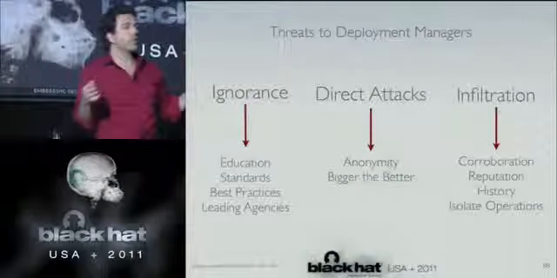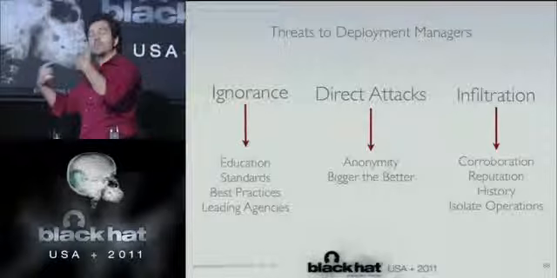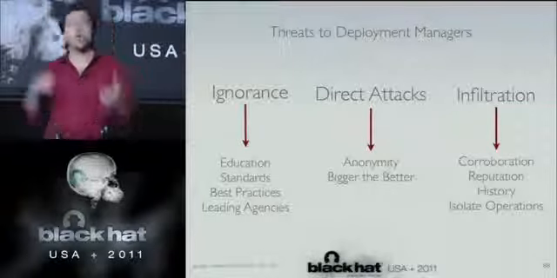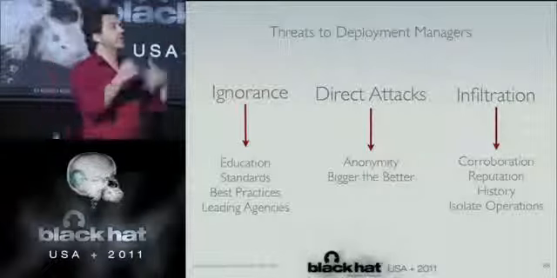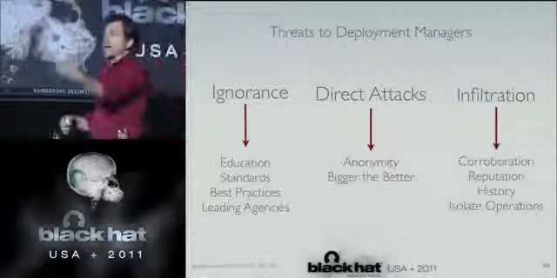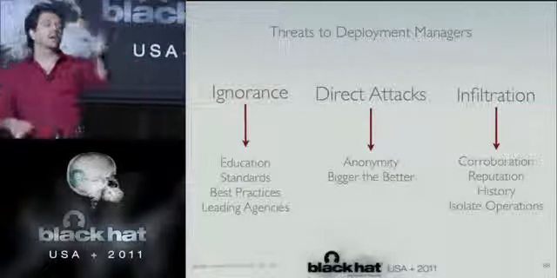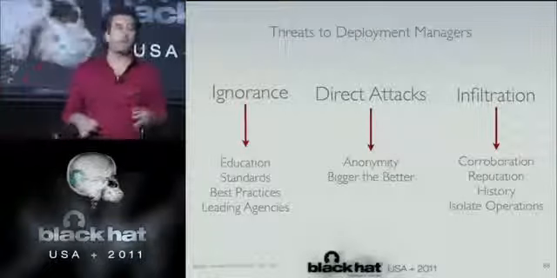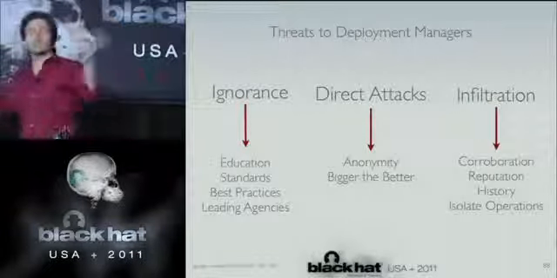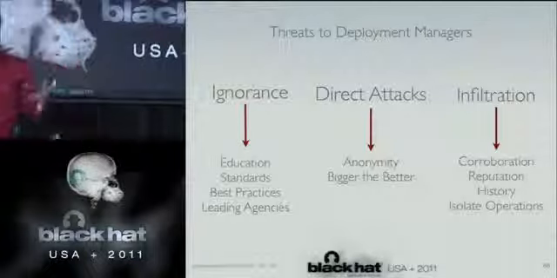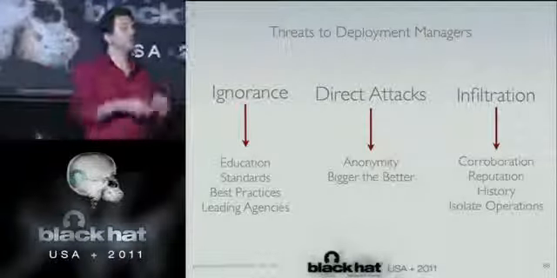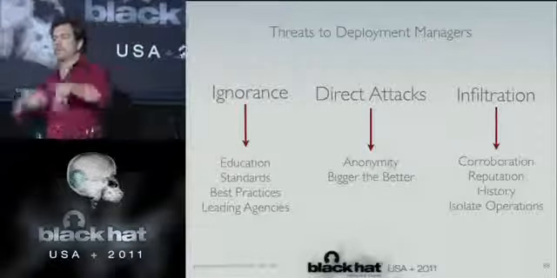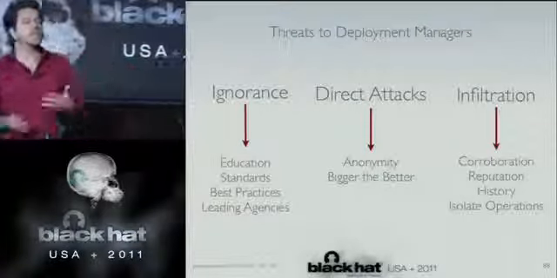So for a quick summary of what we're worried about for threats to the deployment managers, to the people on the ground, we've got a couple of things. Ignorance. People don't know what they're getting into. Hopefully standards and best practices will deal with that. Direct attacks. Like you said, anonymity. If people can't find them, that can be useful. And the bigger you are, the less likely that a direct attack is going to have a significant impact on you. And finally, infiltration. We've got this beginning concept of corroboration, reputation, history, and isolation of operations.